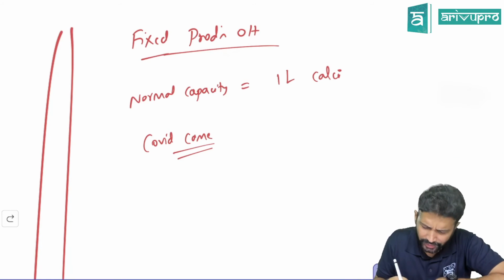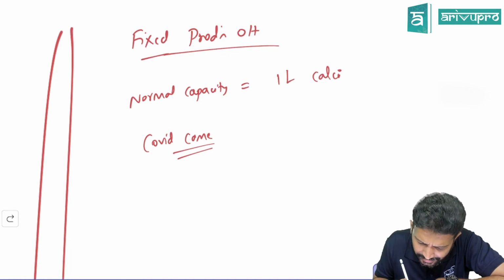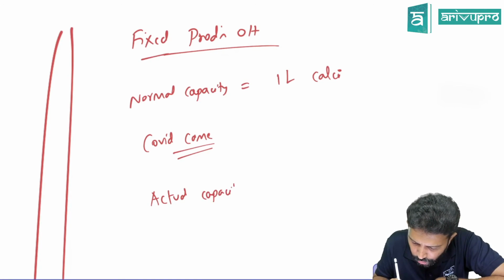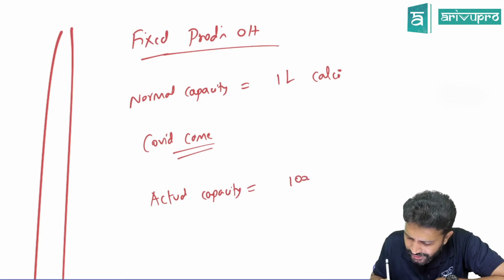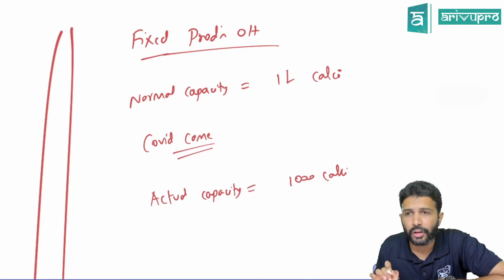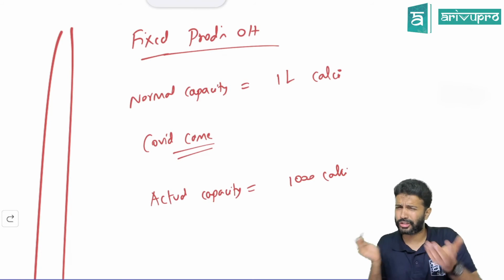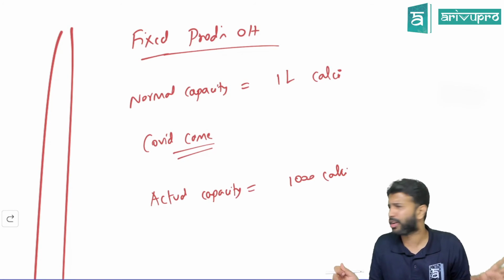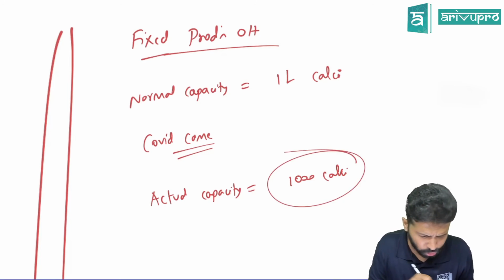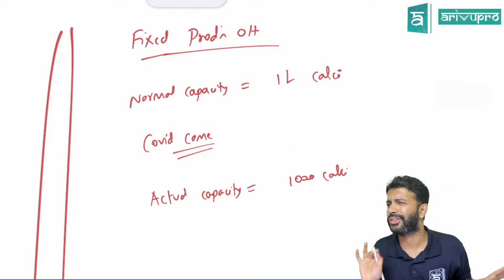Let's say due to this COVID, in that year, I produced only, let's say, 1,000 calculators. Normally, my factory produces 1 lakh. But due to lockdown restrictions, labourer shortage and other shortages, I was able to produce only 1,000 calculators.